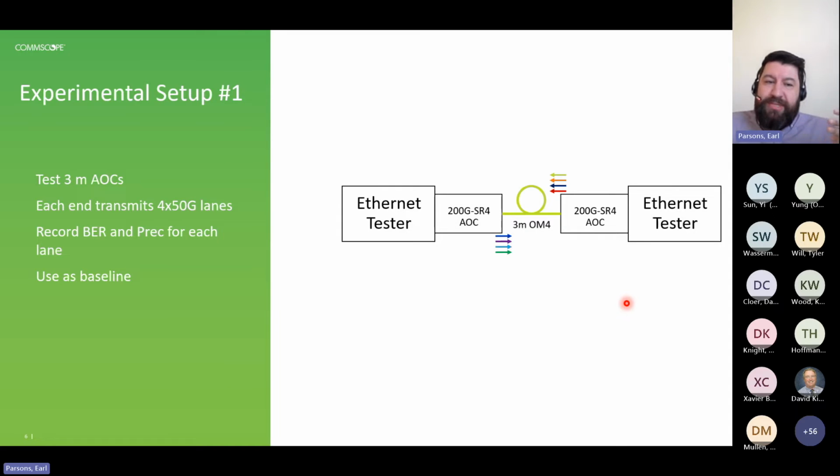Each AOC would transmit 4 50G lanes, so we had 8 fibers used in total. And I would record the BER and the received power for each of these lanes. And this experiment is our baseline. So we don't have any connections in the path. We just take the 2 ends of the AOCs, plug them in, measure the BER and the received power.